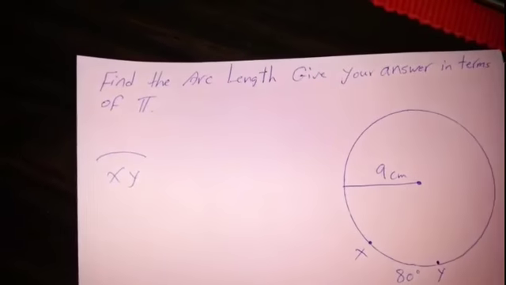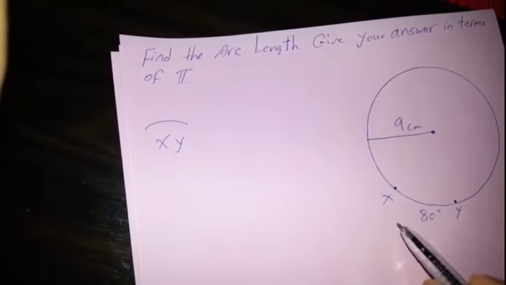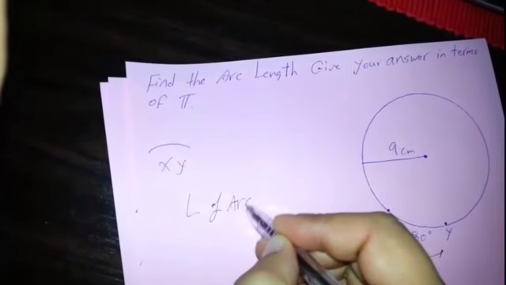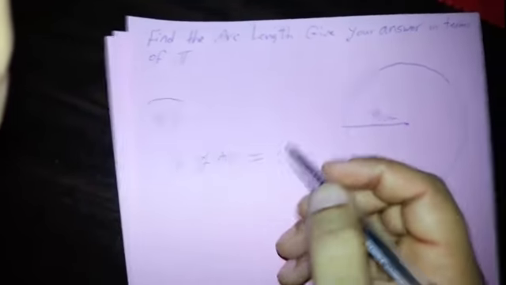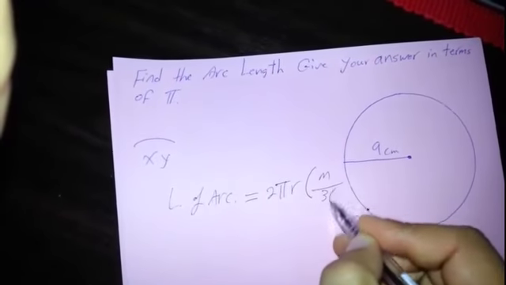Let's go to another idea. Find the arc length, give your answer in terms of pi also. We need the length of the arc XY. The length of the arc equals, what's the rule for length of arc? It's 2πr multiplied by m over 360.